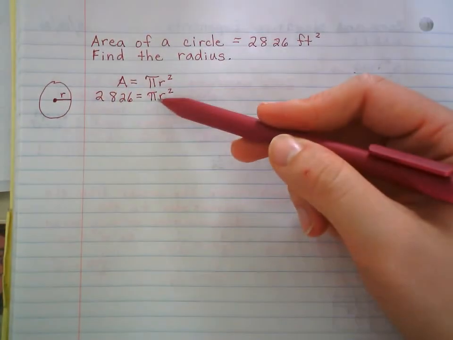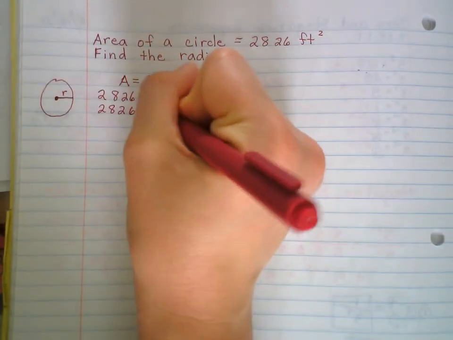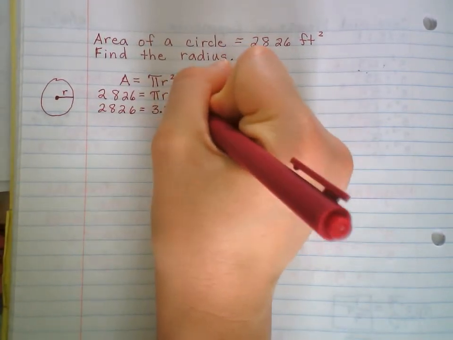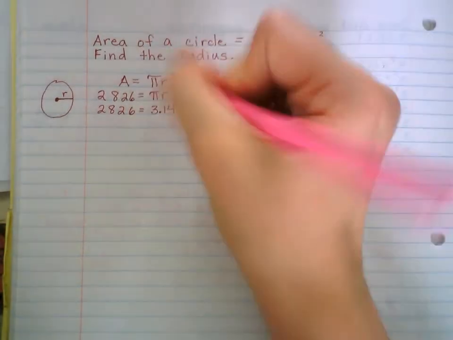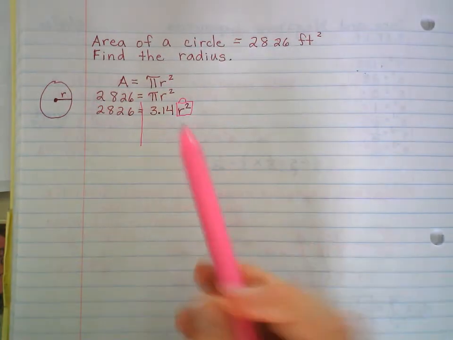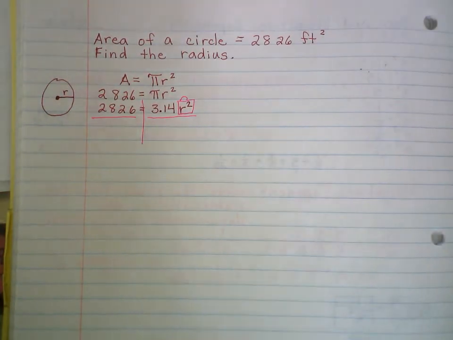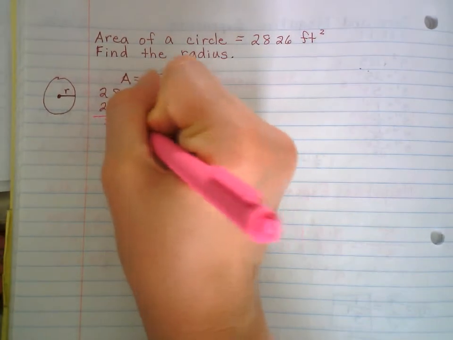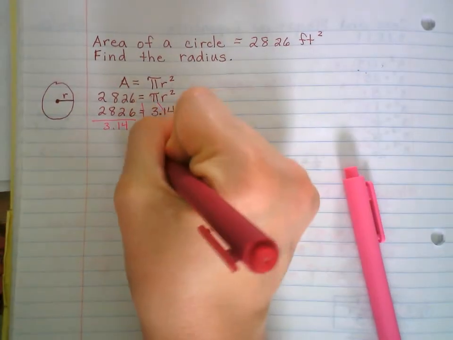Well, we know what pi is. It's 3.14. So let's substitute that in. So 2,826, the area, equals pi 3.14 r squared. Okay. Now this kind of just looks like a one or two step equation. Let's box up our variable, ignore that it has a squared, and draw our line. These are touching, they're being multiplied. How do we undo multiplication? Division. Divide both sides by 3.14. Well, 3.14 divided by 3.14 is 1. It just leaves us with r squared.